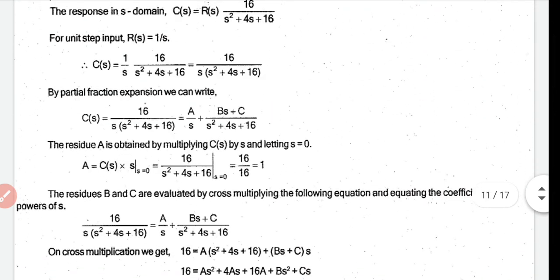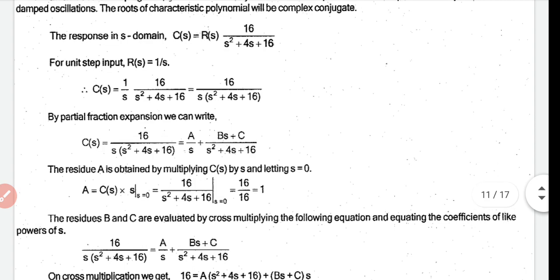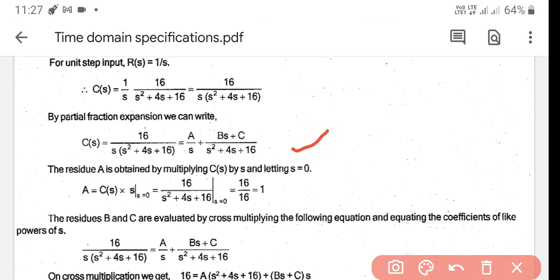See here, you can write the expansion as A by s plus Bs plus C by s square plus 4s plus 16. Now directly we can calculate the residue value of A. A is equal to, what is the formula? C of s into s, letting s is equal to 0.